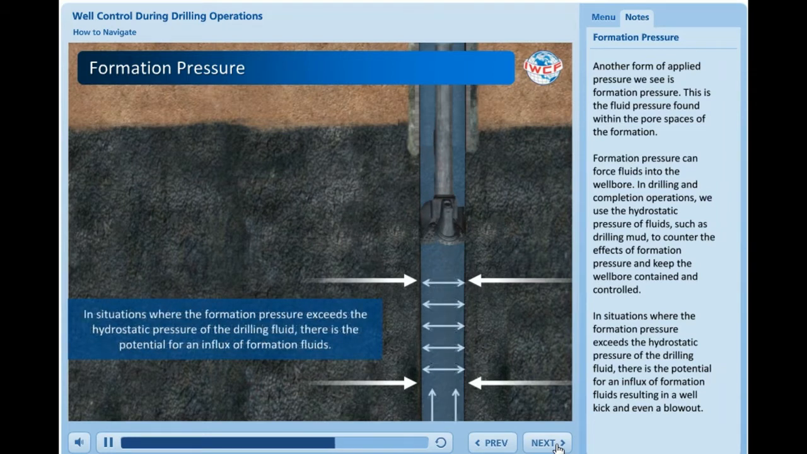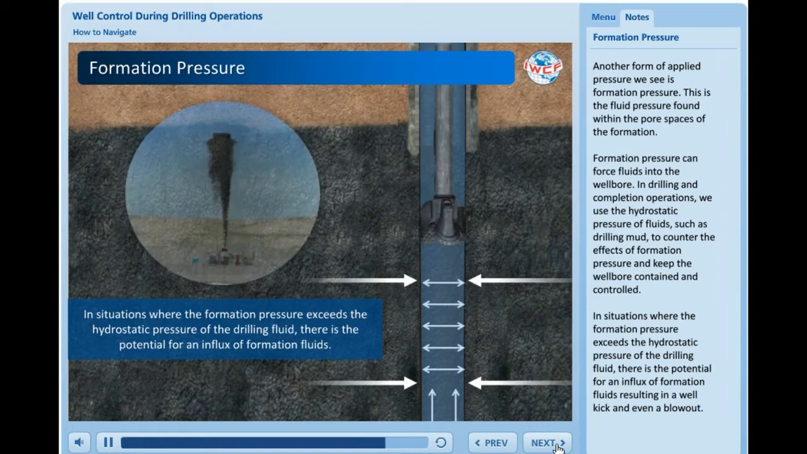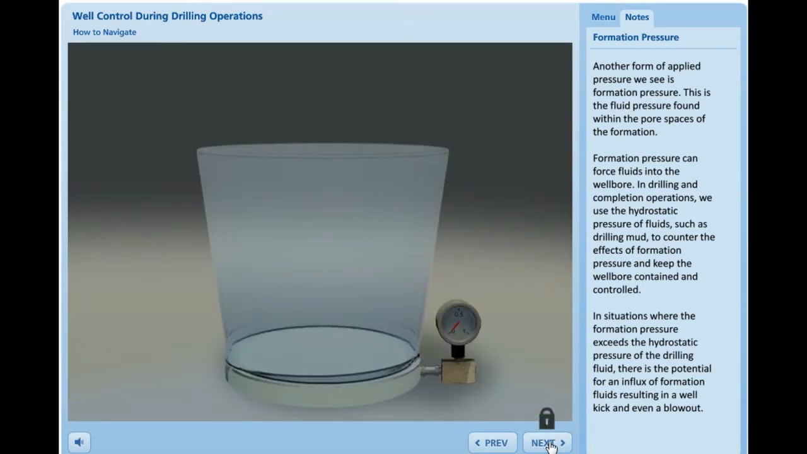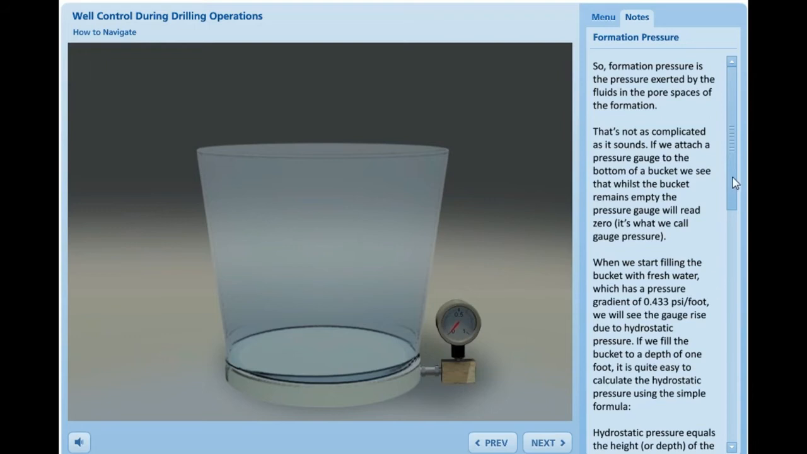In situations where the formation pressure exceeds the hydrostatic pressure of the drilling fluid, there is the potential for an influx of formation fluids, resulting in a well kick and even a blowout. So, formation pressure is the pressure exerted by the fluids in the pore spaces of the formation. That's not as complicated as it sounds.